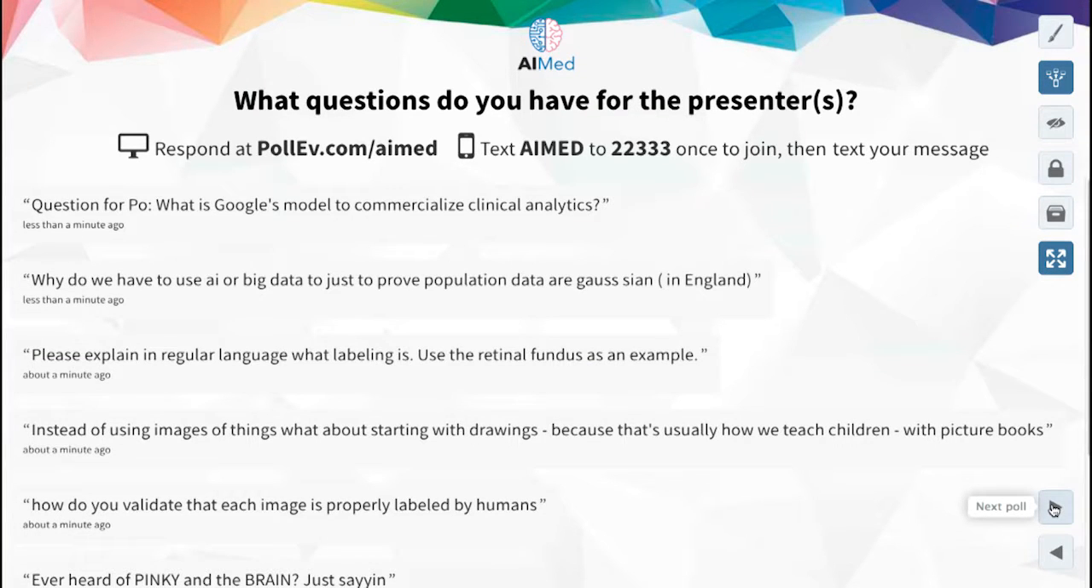No, that's great. Well, that kind of leads into the one question that's just up there, and I'm not sure if Poe can answer it, but what is Google's model to commercialize clinical analytics?